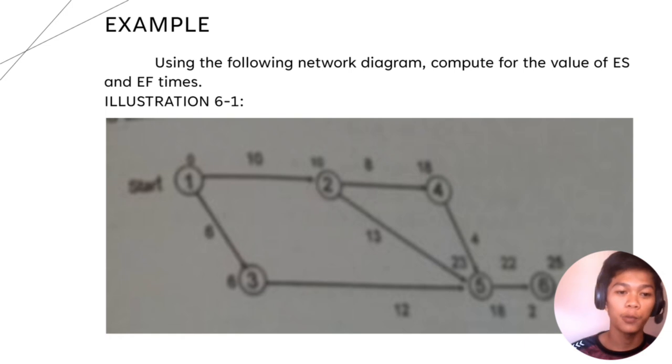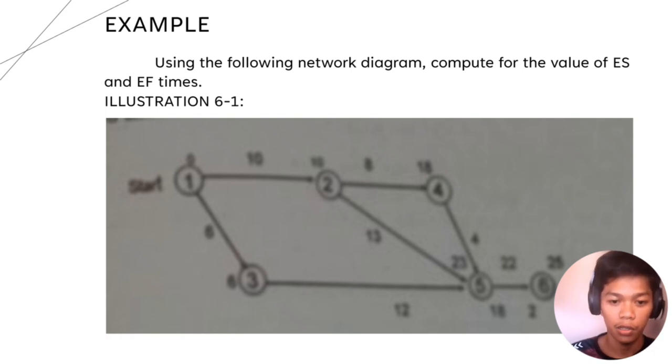This is an example using the following network diagram: compute for the values of ES and EF times. From the start, we have 1, 2, 3, 4, 5, and 6. For 1, we have 10, 10 to 2. We have 6 into 3. We have 2 to 4, we have 8, then to 18. So 2 to 5, we have 13 over 23.